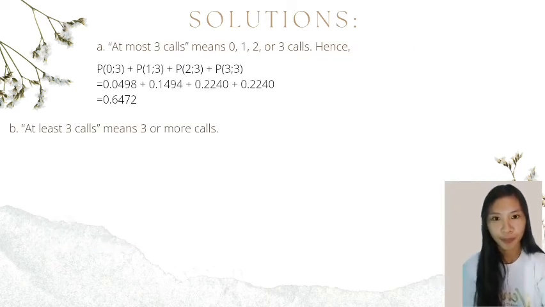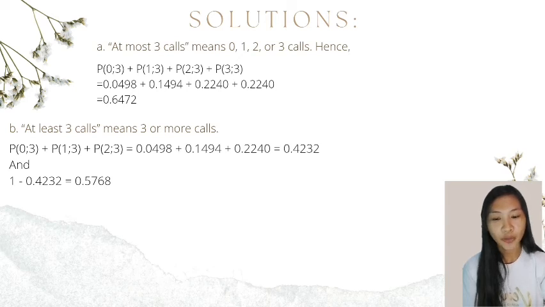So next is letter B, which is at least 3 calls. It means 3 or more calls. It is easier to find the probability of 0, 1, and 2 calls and then subtract this answer from 1 to get the probability of at least 3 calls. So, probability of 0 such 3 is equal to 0.0498 plus probability of 1 such 3 is equal to 0.1494 plus probability of 2 such 3 is equal to 0.2240, which is equal to 0.4232.